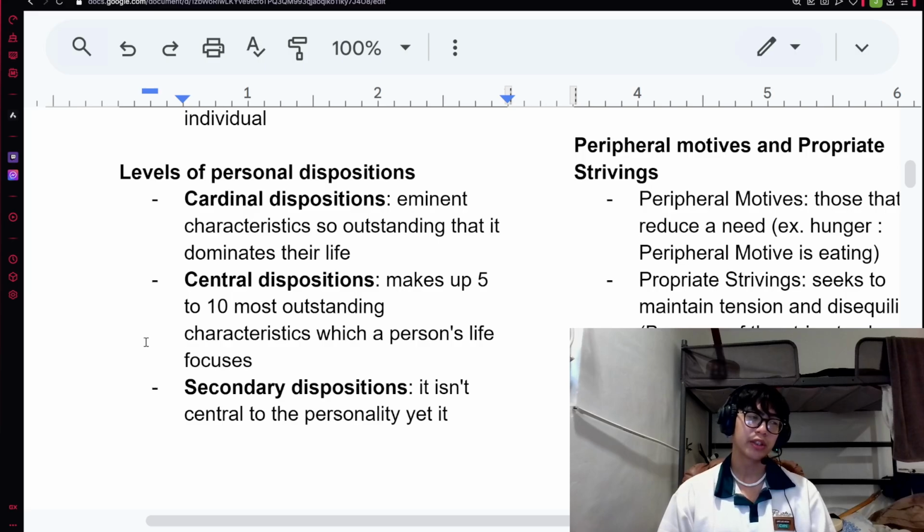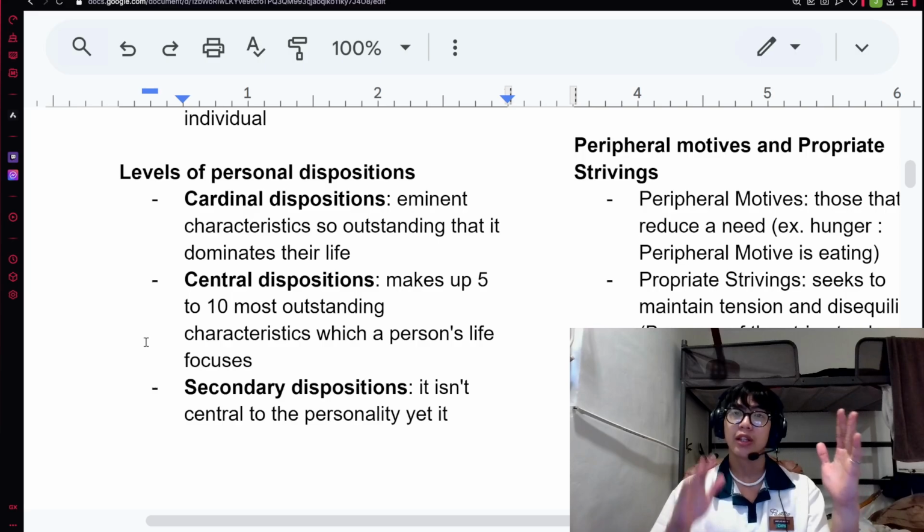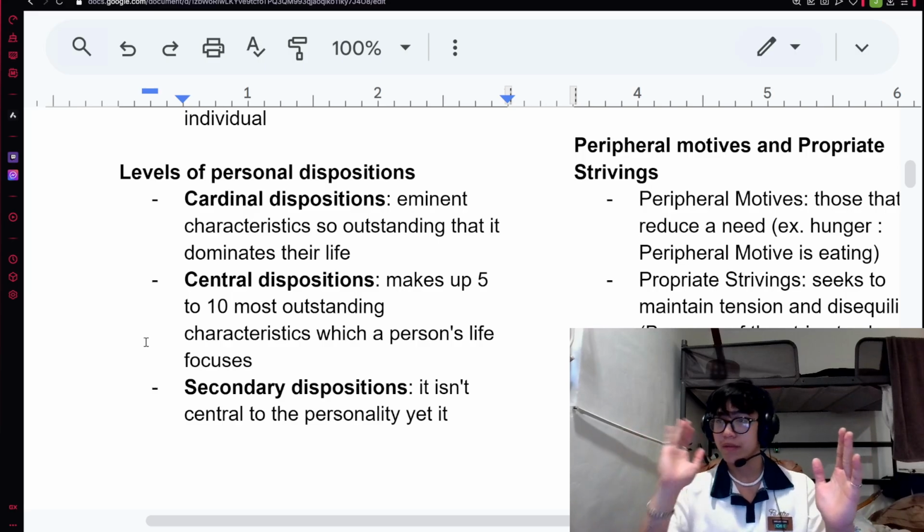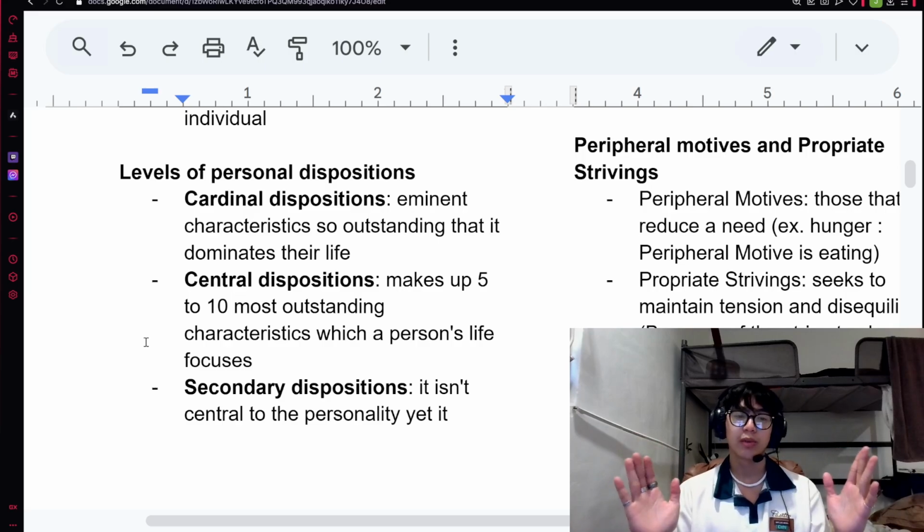There's another example of a cardinal disposition. I just forgot it. But basically, let's say if you think of Joker from Batman, where he doesn't feel pain, or doesn't seem to feel pain. I don't know. I mean, I'm just yapping at this point. Anyway, that's basically what cardinal disposition is. It controls your whole life, and that's your whole image. So every time somebody thinks of you, they think of that cardinal disposition. If they think of that cardinal disposition, they think of you. That's basically what it is.